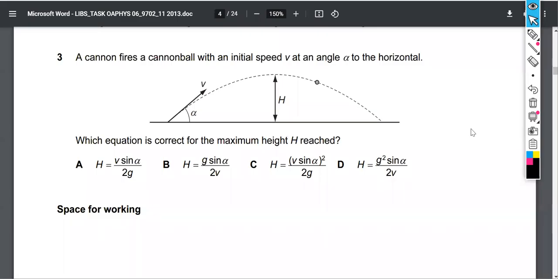In this question, we're focusing on the learning objective to explain projectile motion in terms of horizontal and vertical components. So the question: a cannon fires a cannonball with an initial speed v at an angle alpha to the horizontal. This equation is correct for the maximum height h reached.